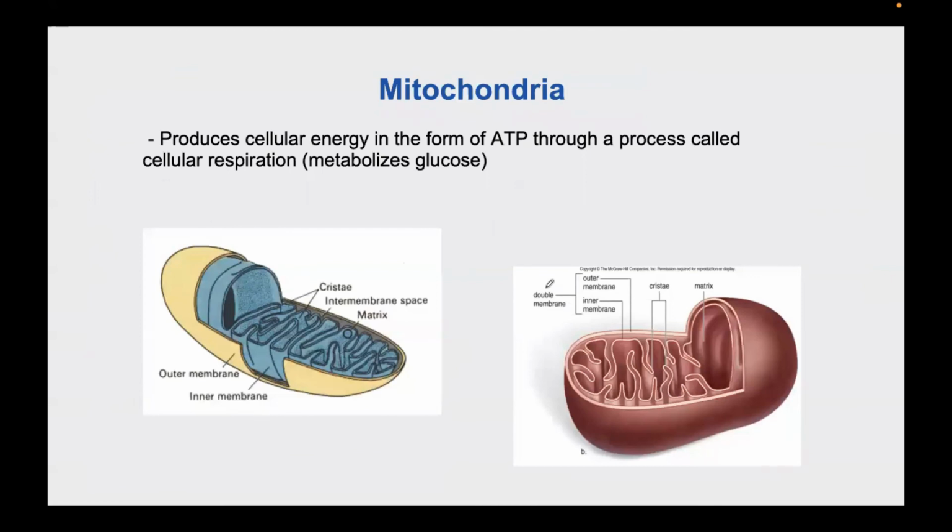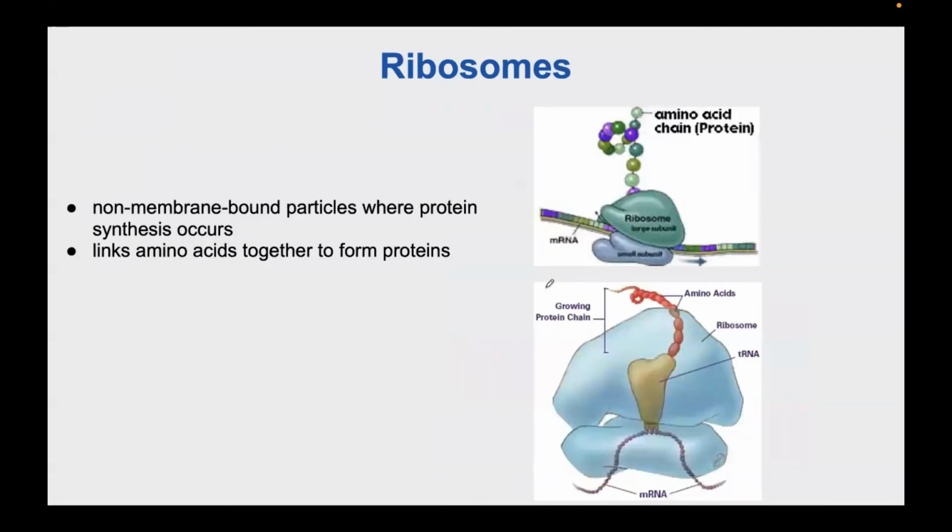Next, the mitochondria, also called the powerhouse of the cell. It produces the cellular energy in the form of your adenosine triphosphate through a process called cellular respiration, and it metabolizes your glucose. Next, your ribosome, the non-membrane bound particle where protein synthesis occurs. And then it links the amino acids to form your protein.